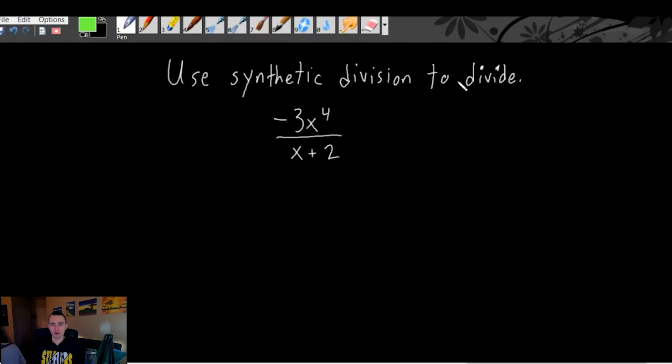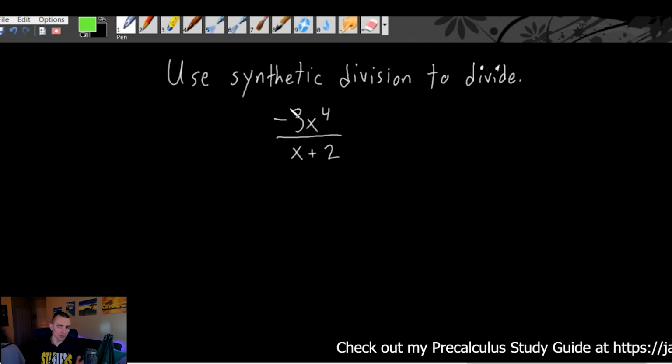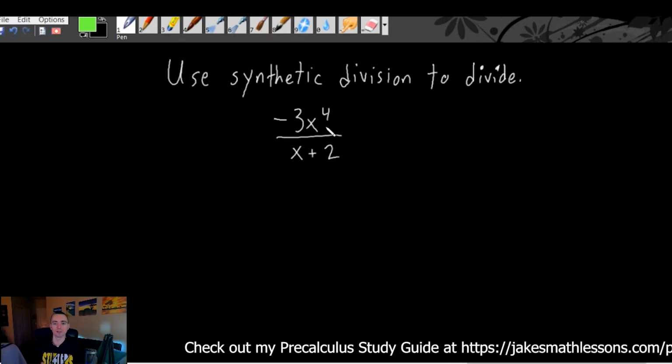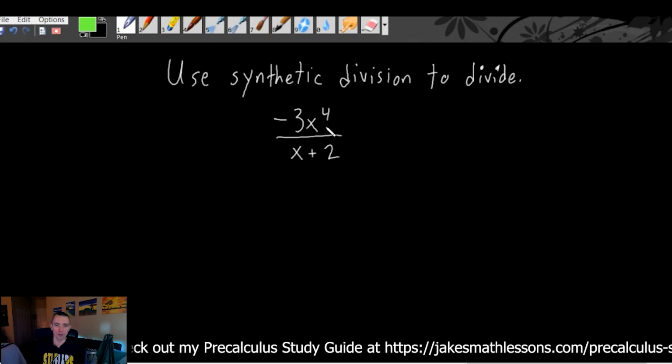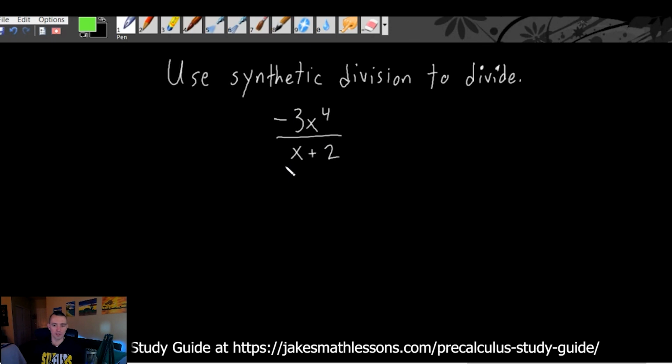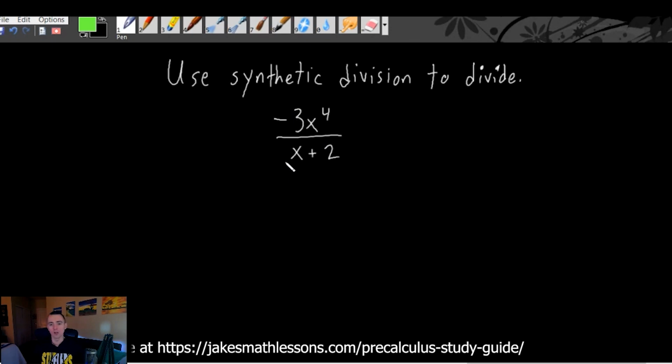Use synthetic division to divide negative 3x to the fourth all over x plus 2. So again, whatever's on your denominator, you need to make sure that it's just x plus or minus some number. If so, you can use synthetic division, assuming you have a polynomial on your numerator. That obviously has to be the case also, because synthetic division is a form of polynomial long division. So you definitely need a polynomial, and then you need a linear term that just has an x coefficient of 1. So it's just going to be x plus or minus some number.